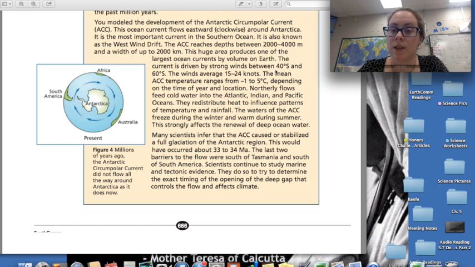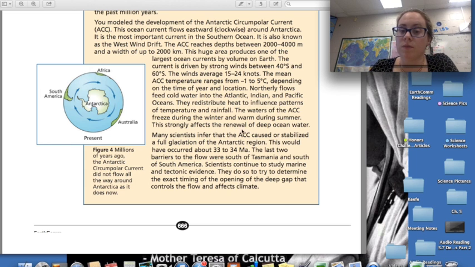The current is driven by strong winds between 40 degrees south and 60 degrees south. The winds average 15 to 24 knots. The mean or average ACC temperature ranges from -1 to 5 degrees Celsius, so this is right around freezing, depending on the time of year and location. Northerly flows feed cold water into the Atlantic, Indian, and Pacific Oceans. They redistribute heat to influence patterns of temperature and rainfall. The waters of the ACC freeze during the winter and warm during the summer.